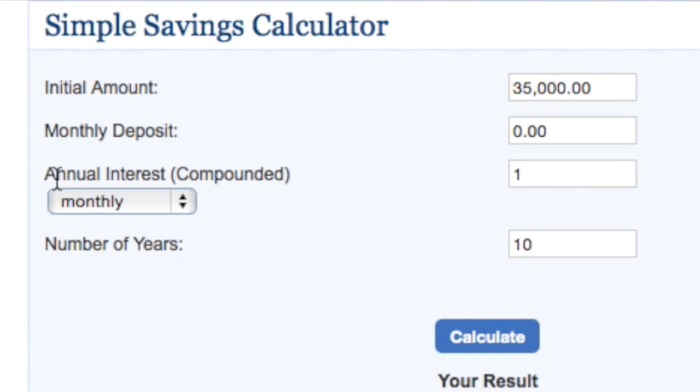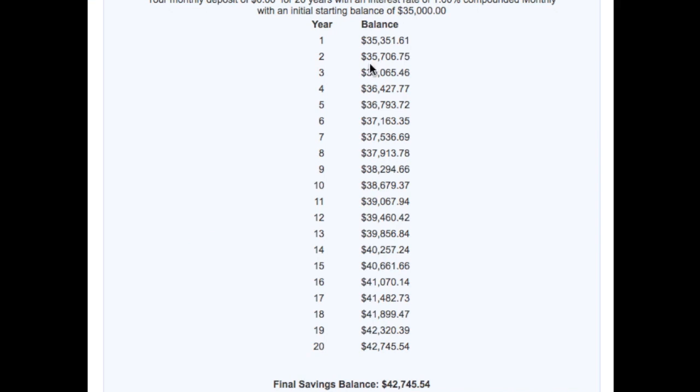Now, the monthly interest is a bit different. We're still having the same annual interest and initial amount though. The only difference really is the cents when it comes to the monthly interest. As you can see, our year 1 value, which we calculated, is still the same.